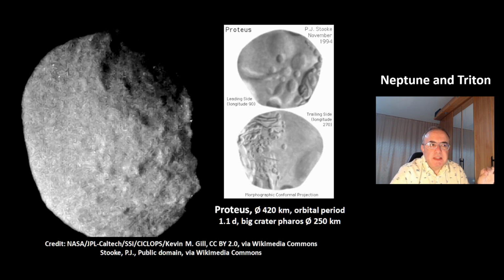This is the second biggest moon, Proteus. It has a size of 420 kilometers, orbital period 1.1 days. And it has a big crater named Pharos with a size of 250 kilometers.